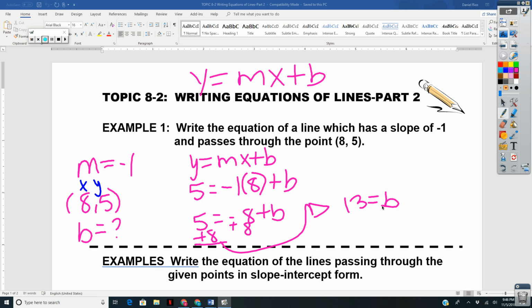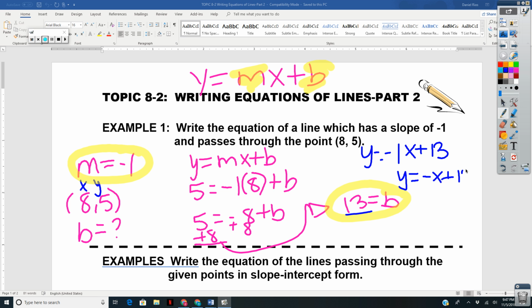Now that you have those two pieces of information, we have the b and we have the m. Now you can go ahead and substitute them in here to write your equation. So your equation is going to look like this: y equals -1x plus 13. That is a positive 13. And then of course you don't really need that -1. I could have just written -x plus 13, and this is my answer. So that's the main idea for all of these. You need to have a slope and you need to have a b.